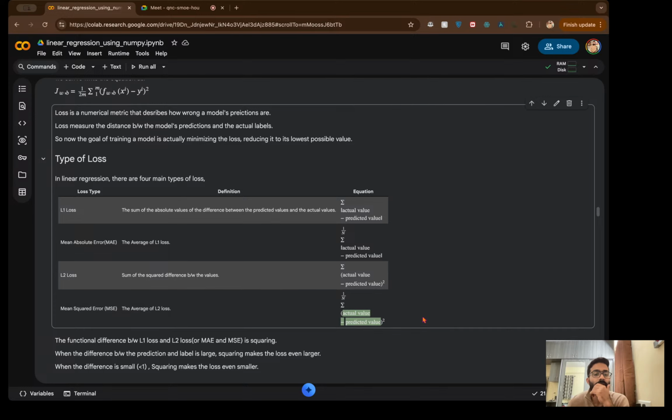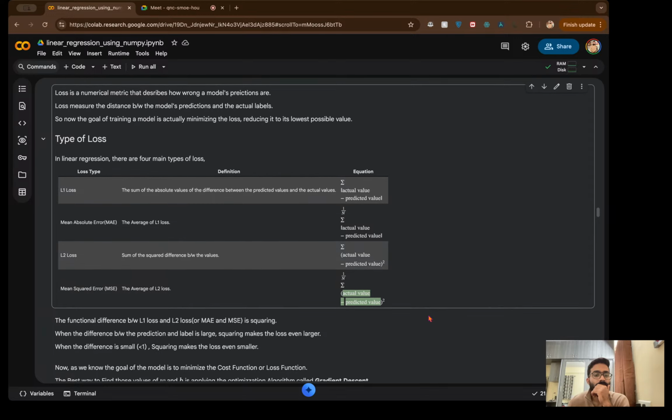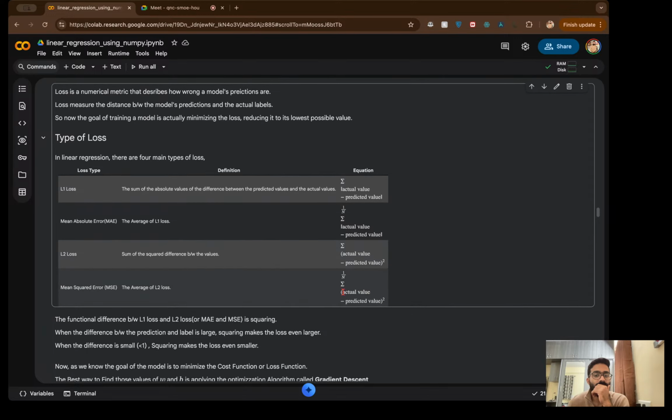So we are squaring the difference. That's why the loss cannot be negative. Are you getting it? Loss can never be negative. Is your question answered? Yeah, I'm getting it. You are clearing it very well.